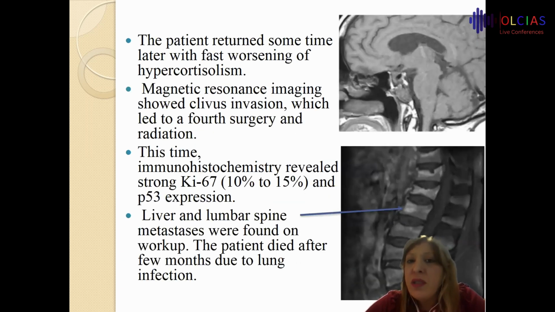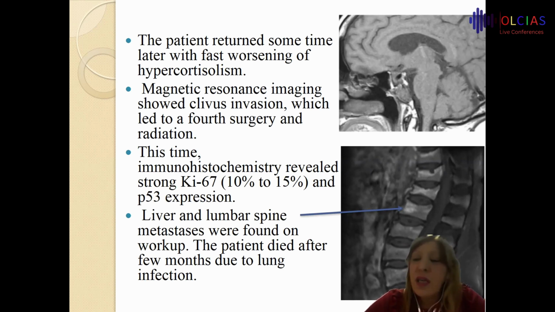This patient returned 5 years later with a fast worsening of hypercorticism, and the MRI imagery showed here the invasion of the clivus. So this invasion led to the 4th surgery with radiation. After the 4th surgery, the patient received radiation, and at this time, the immunohistochemistry revealed a strong Ki67.